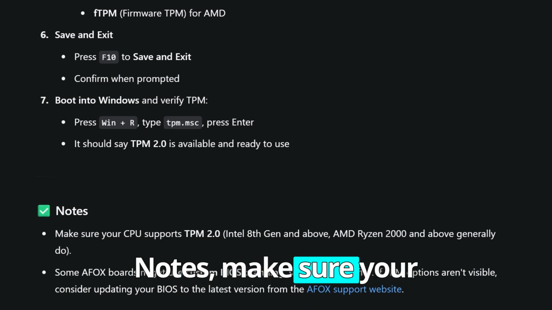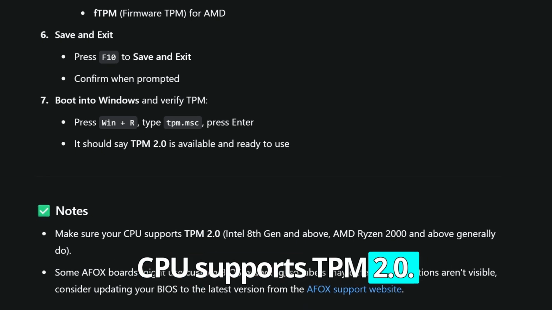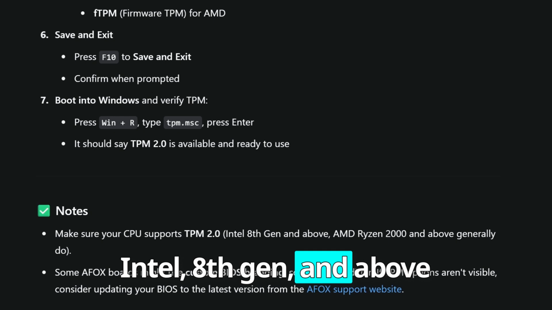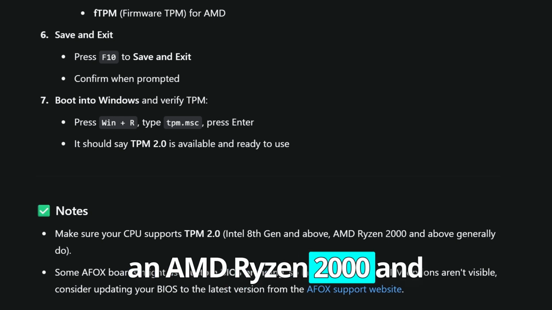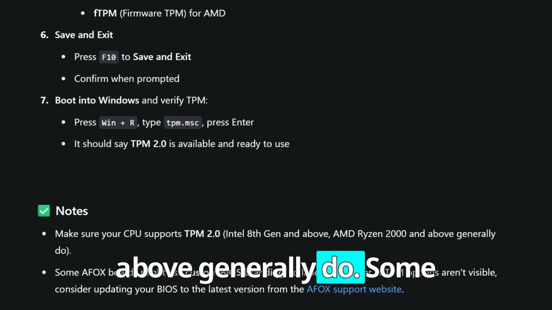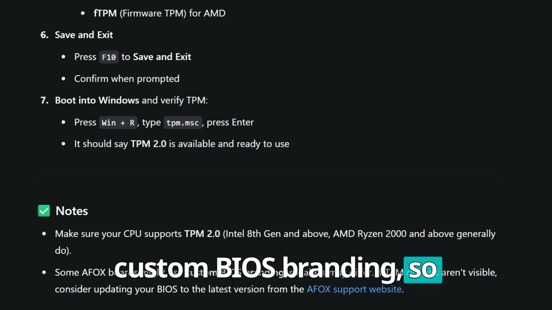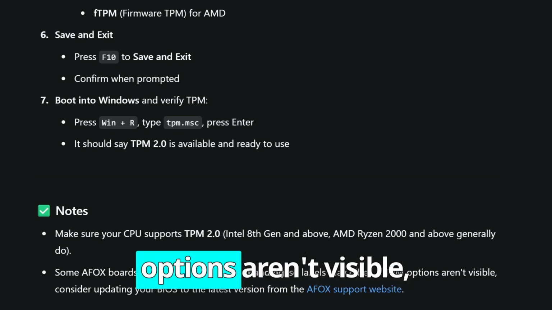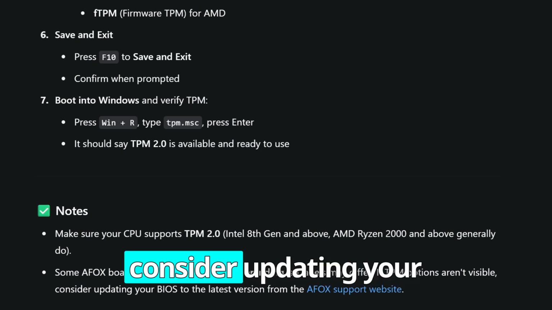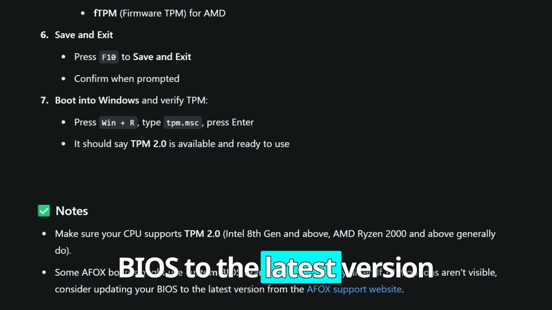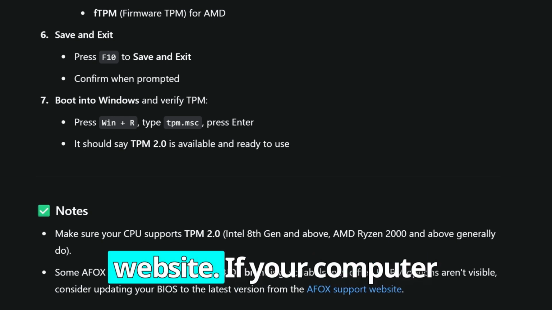Notes: make sure your CPU supports TPM 2.0. Intel 8th Gen and above and AMD Ryzen 2000 and above generally do. Some AFOX boards might use custom BIOS branding, so labels may differ. If TPM options aren't visible, consider updating your BIOS to the latest version from the AFOX support website.